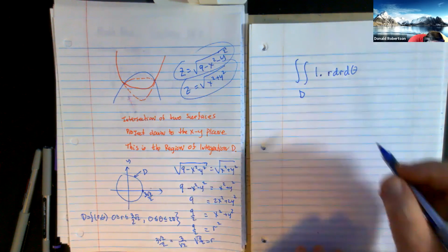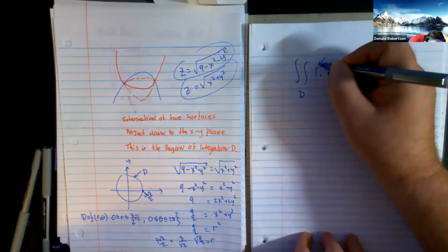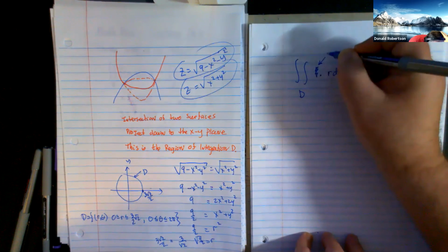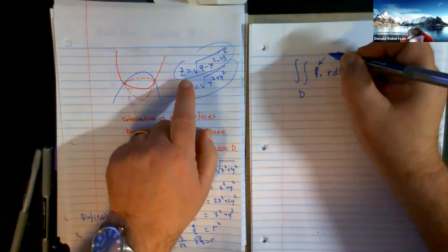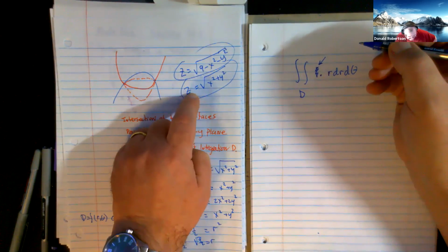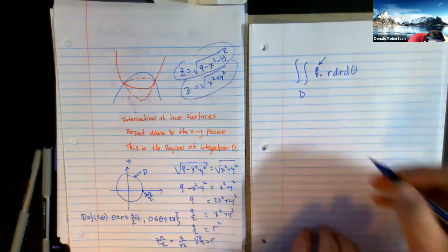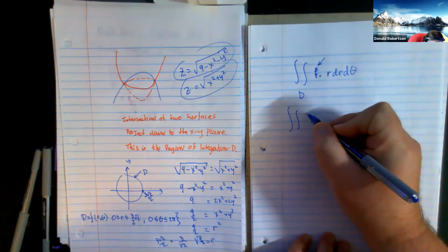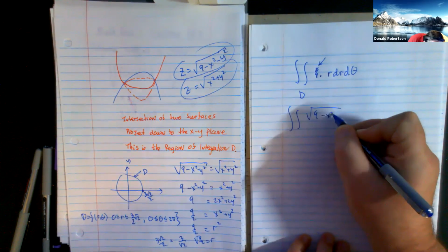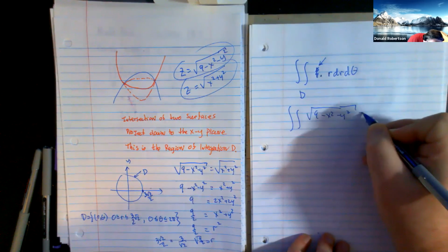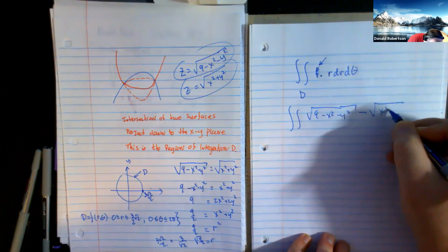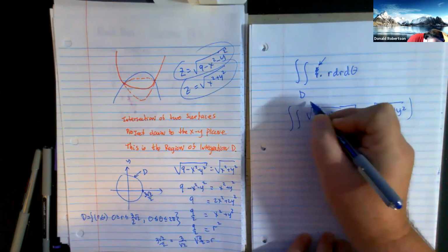Oh, sorry, this fella isn't 1. This fella is this guy, take away that guy. So can you see this fella is going to be square root of 9 minus x squared minus y squared, take away square root of x squared plus y squared. And that's the guy.